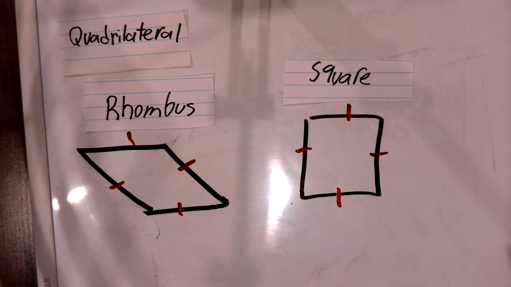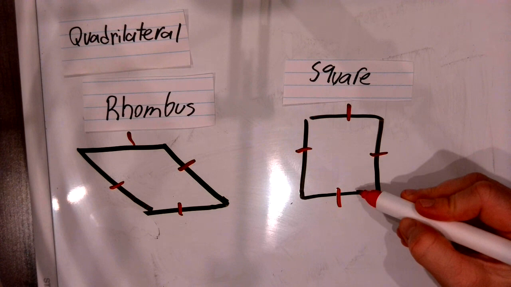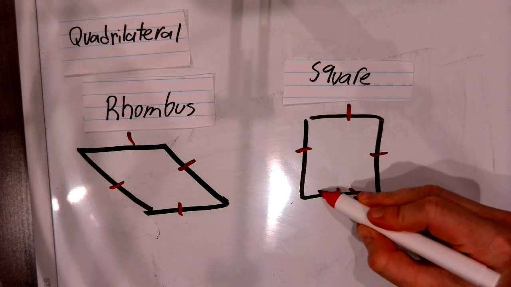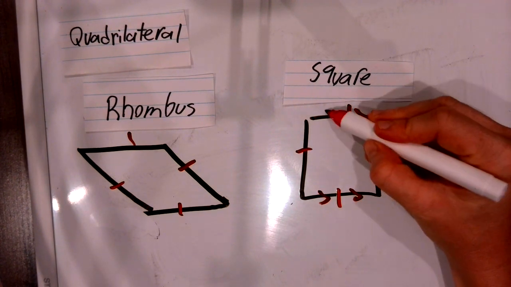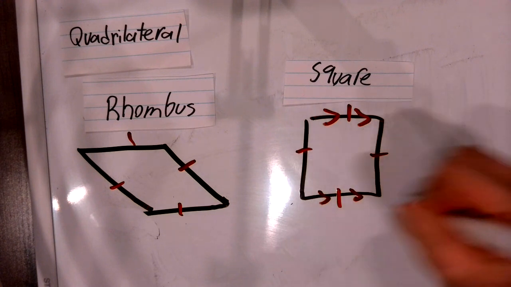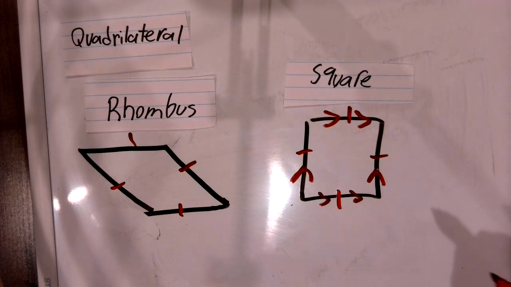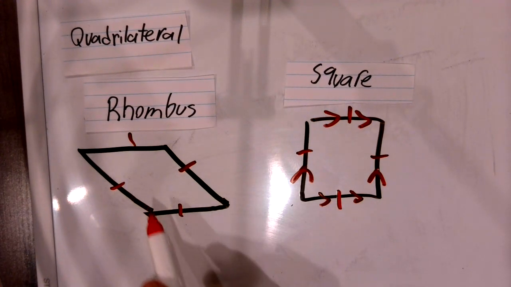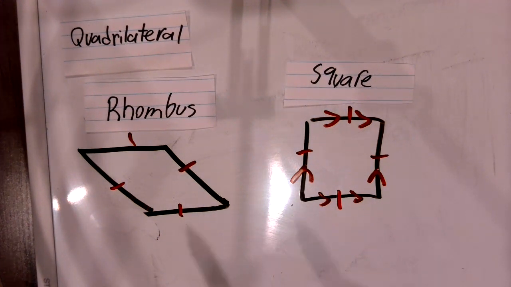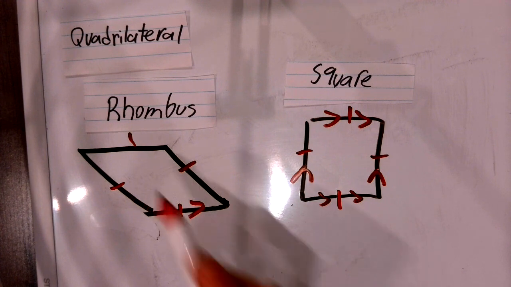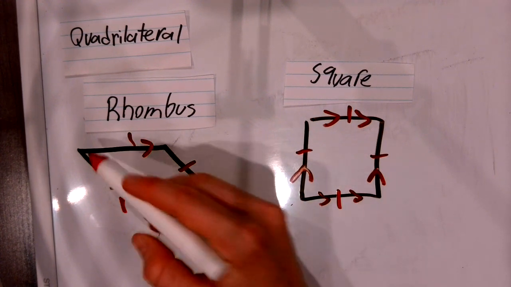Well, a square has two sets of parallel lines. So these lines are going to be parallel to each other. They go in the same direction. And these lines are parallel to each other. They go in the same direction. Well, the same with the rhombus, two pairs of parallel lines. These are parallel, and these are parallel.